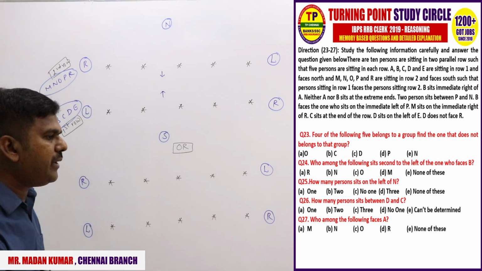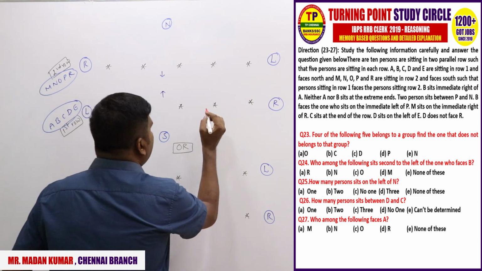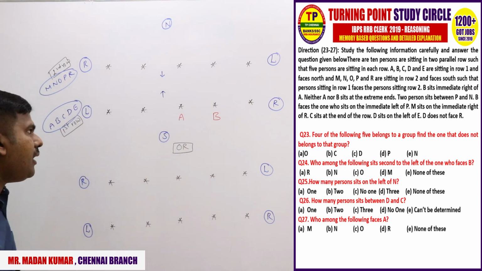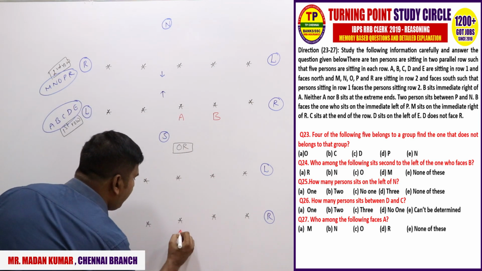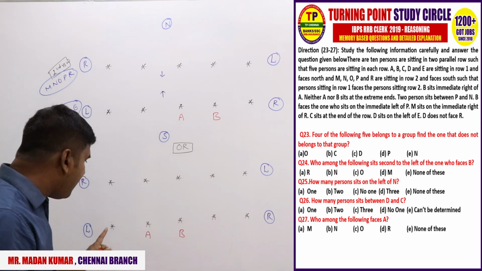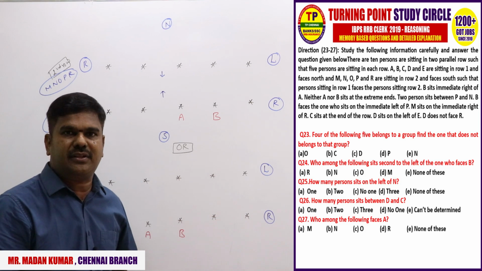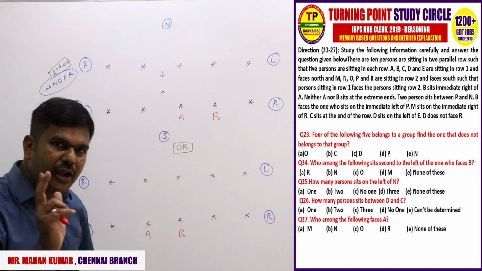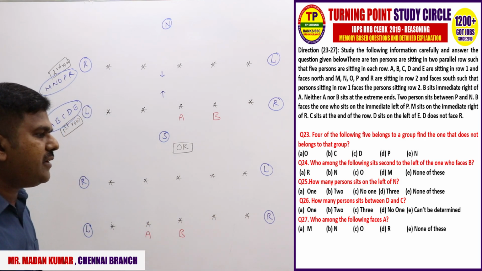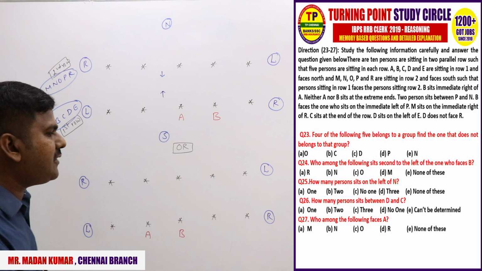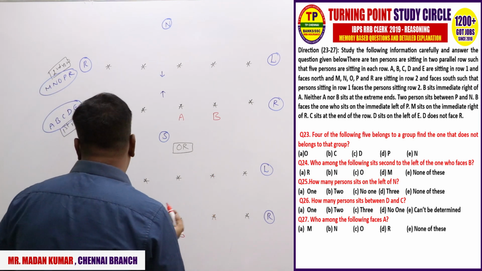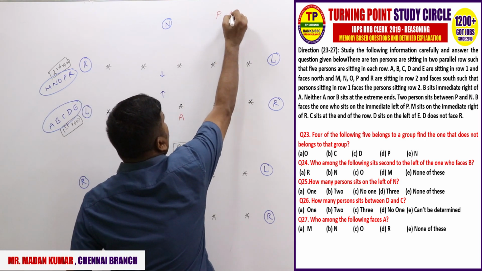And also clearly given, B sits immediate right of A. B will be here, A will be here: one possibility, and one more possibility. Because B sits immediate right of A, and A and B cannot be at the extreme ends, we are left with only two possibilities. What is the next information being given? Two persons sit between P and N. You can just mention that between P and N, two persons should be there.